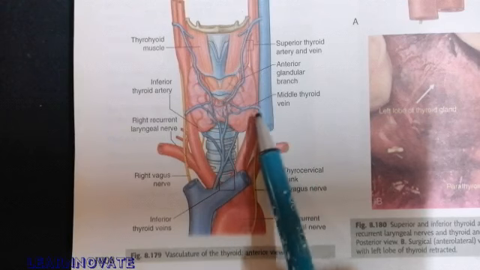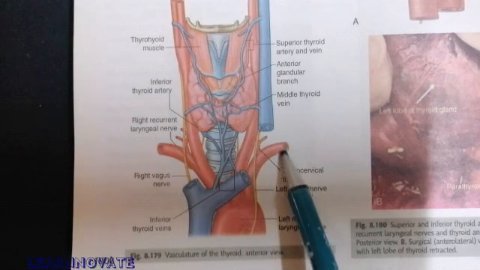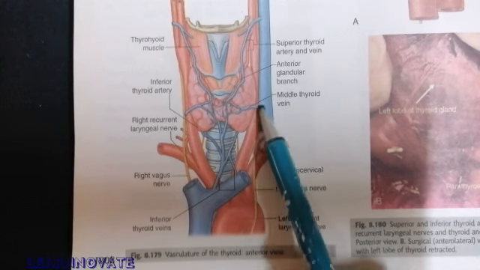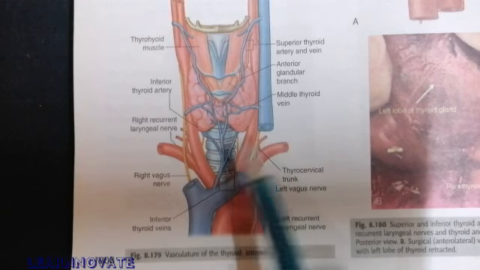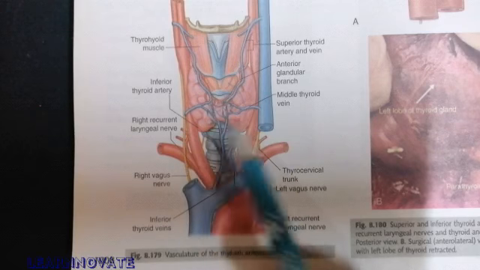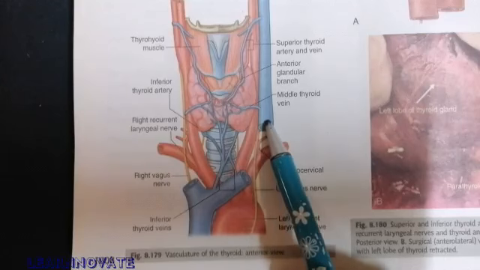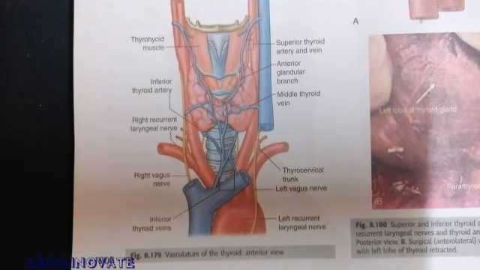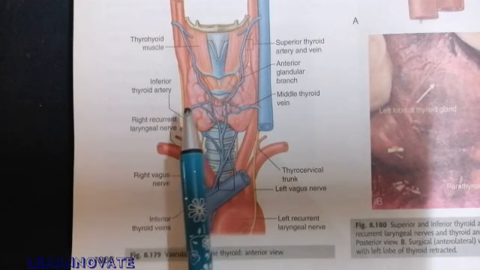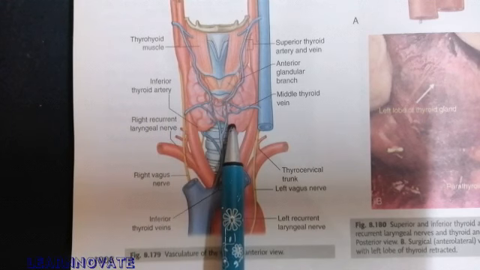While the inferior thyroid artery is a branch of the thyrocervical trunk. This thyrocervical trunk goes upward and gives its branch, the inferior thyroid artery, and that inferior thyroid artery is going to supply the inferior surface of the thyroid gland and the posterior surface of the thyroid gland. On the posterior surface, this inferior thyroid artery will supply the parathyroid glands as well. So this was the arterial supply of the thyroid gland.